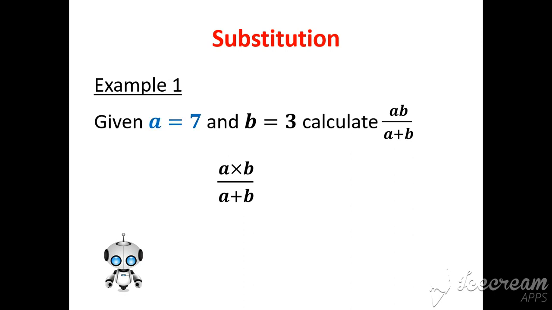Now, we're told that a is equal to 7, so every time I see an a, I'm going to replace it with 7. We're told b is equal to 3, so every time I see a b, I'm going to substitute in the number 3. So on the top of the fraction, we've got 7 times 3, and on the bottom of the fraction, we've got 7 plus 3. So we've got 21 on the top and 10 on the bottom, so our answer is 21 over 10.